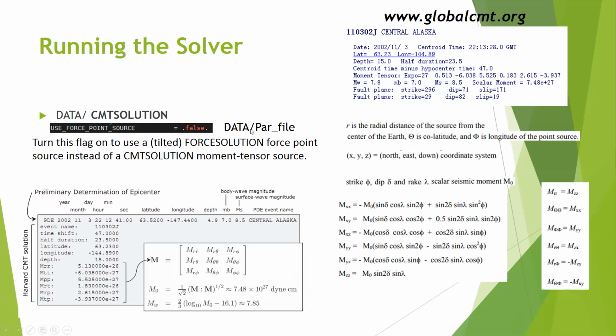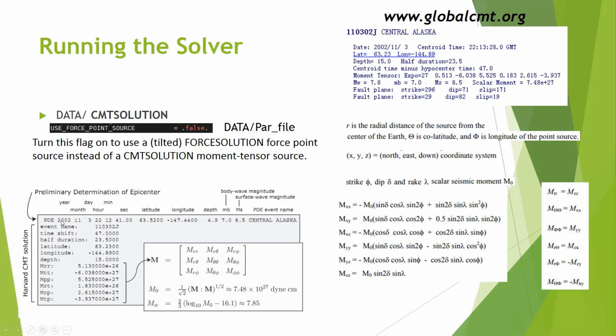Still in the data folder, you can turn this flag on or off. If you want to use the moment tensor source, then turn this flag to false. If you want a force point source, then turn this flag on. If you want to use the moment tensor source, you need to write the CMT solution file in the data directory. So here is this file.